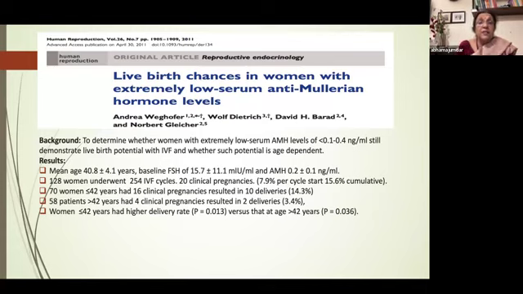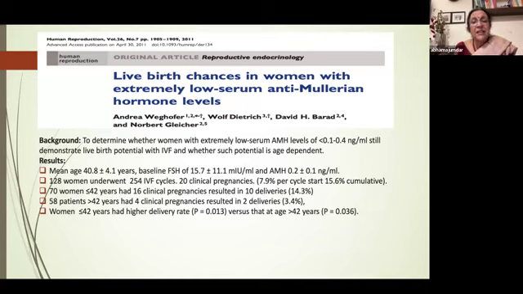So how much is 11? 15 is like 26 also, an AMH of 0.2 plus minus 0.1, which comes to 0.1 to 0.4. 128 women underwent 254 cycles, 20 clinical pregnancies, which means 7.9 per cycle start and 15.6 cumulative. Because if there are 254 IVF cycles in 128 women, so one woman underwent more than 2 cycles mostly.